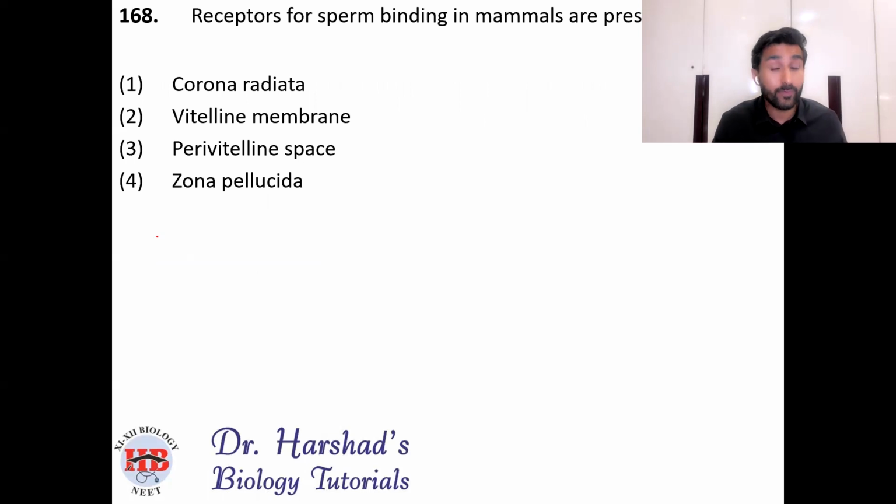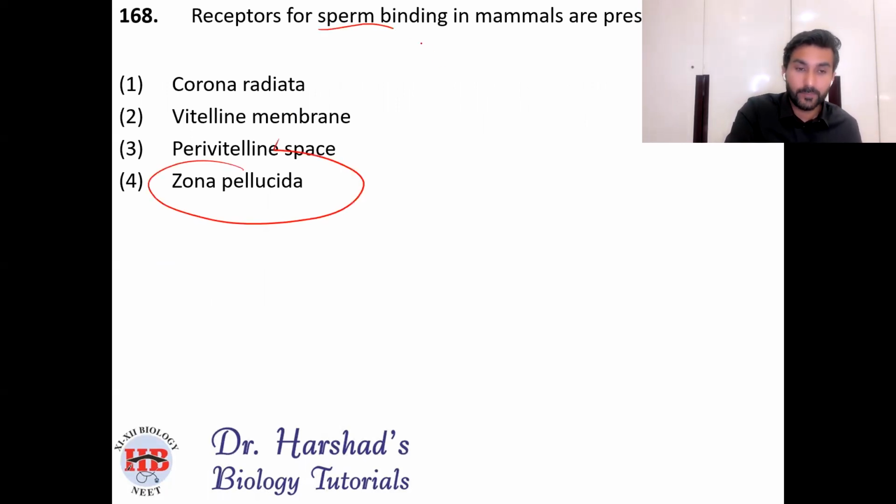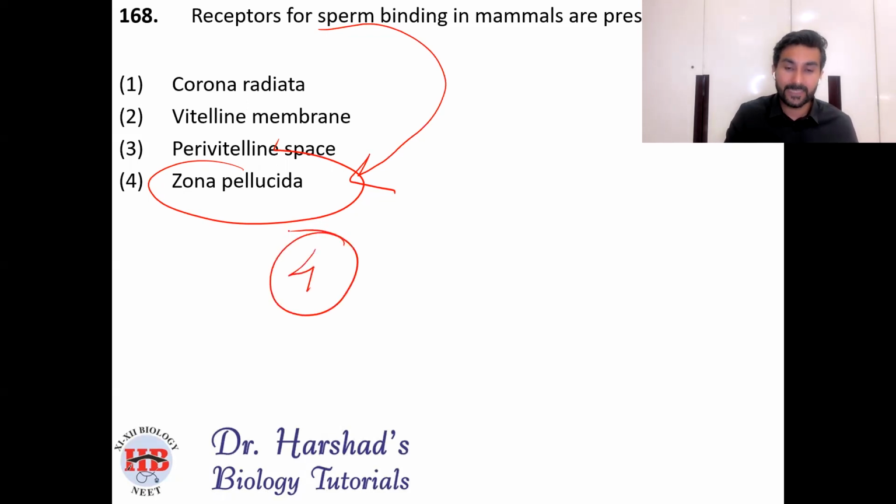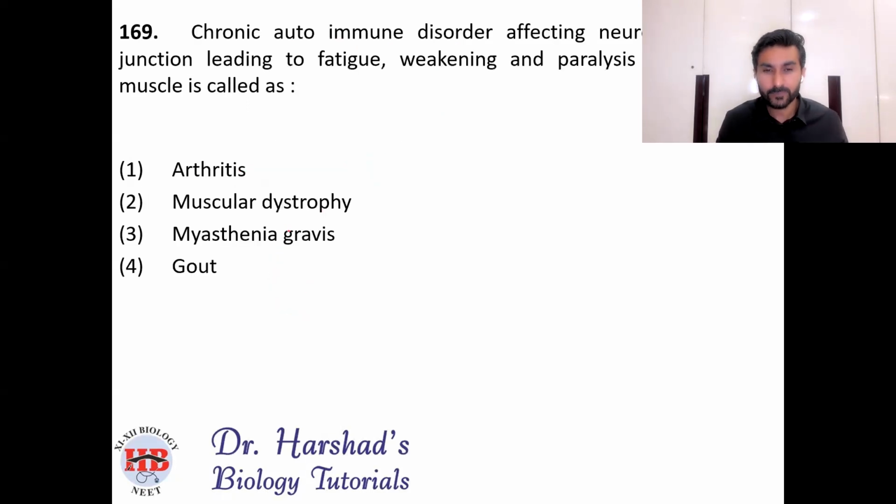Receptors for sperm. Now, if you remember, the sperm is responsible for binding to the ovum at the zona pellucida. If the sperm is going to bind to the ovum at zona pellucida, the receptor for the sperm would be present on zona pellucida. So that would be the answer in this case of the question.